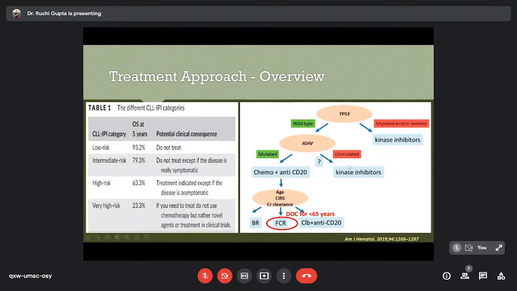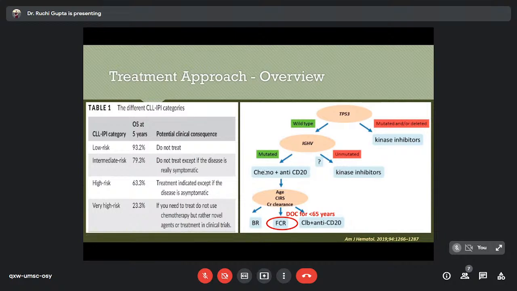And before you start treatment, this is a small algorithm. The first and foremost thing is whether the TP53 mutation is present or absent. If it is mutated, then you directly need to go ahead for kinase inhibitors or drugs like ibrutinib. If it is wild type, then the next thing you need to check is whether you have mutated IGHV or unmutated. Since unmutated has a bad prognosis, it is recommended to take up these patients also on kinase inhibitors. But if it is mutated, then it might suffice to start these patients with chemoimmunotherapy.